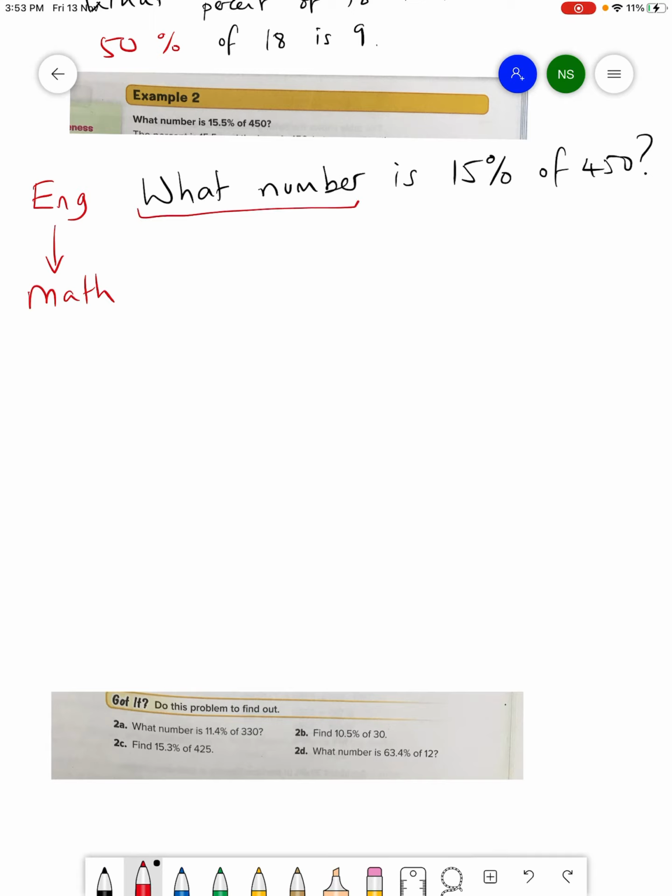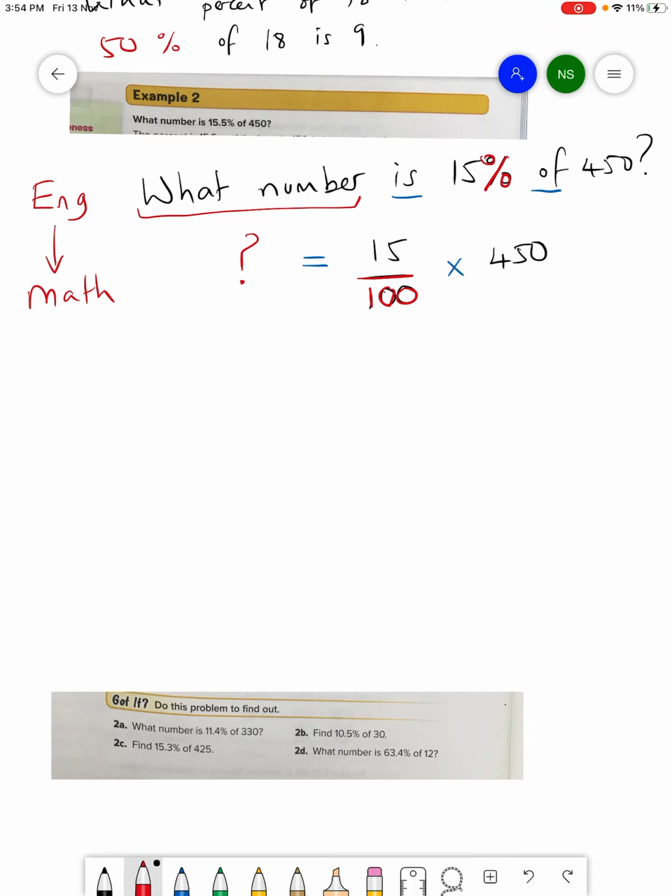What number is my question mark? There's no percent now. Notice there's no percent, so just the question mark. Is means equals. Here is the 15%. Let me put that in red to show you that there was the percent. Of, in maths, means times, and then we have our number 450.